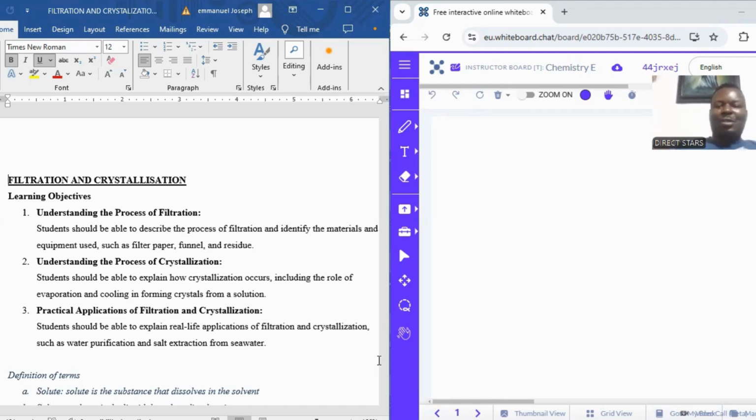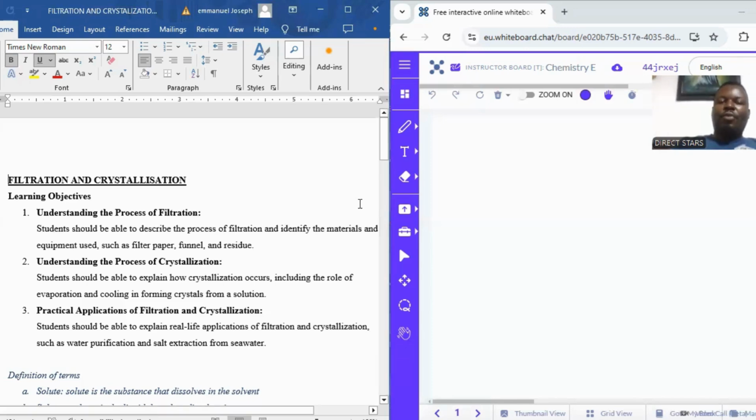Okay, so the learning objective is that you should be able to describe the entire process of filtration and the apparatus needed for filtration, and also explain the entire process of crystallization and the apparatus that is used for this process. Thirdly, you should be able to apply this knowledge to separating mixtures, and to know when to use them and how to use them to achieve great results.